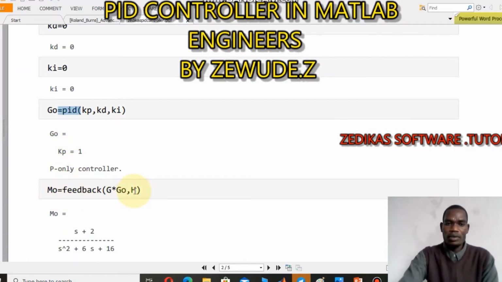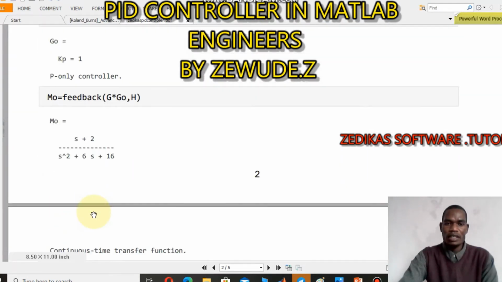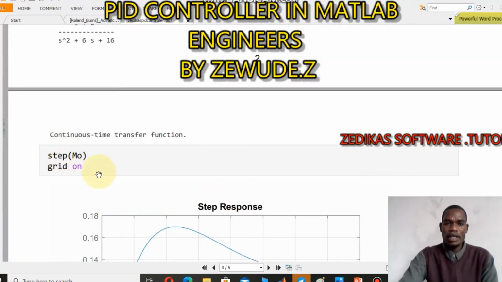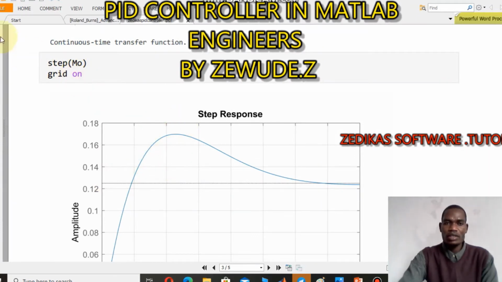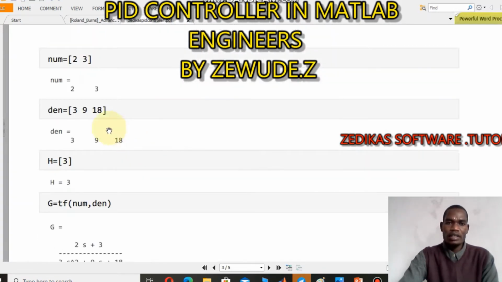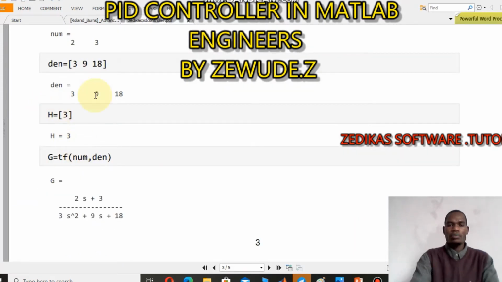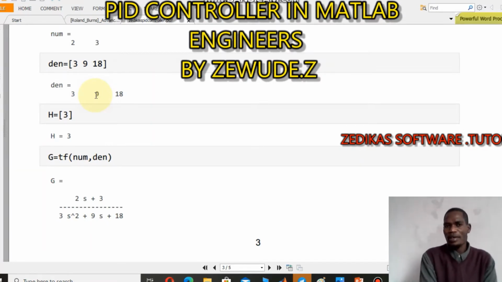So again, the feedback of this transfer function is M naught, and finally there is my grid function, grid on, so the grid is vertical and horizontal. The next thing is the numerator 2 3, the denominator 3 9 8, and the denominator which is the sensor. Sensors are a very powerful function in a control algorithm. In another sense, sensors are the feedback, which sends a signal to the controller parameters. That's why there is my gain here.